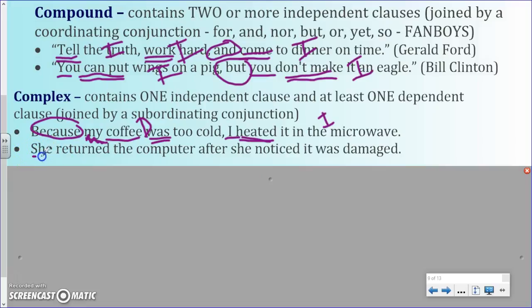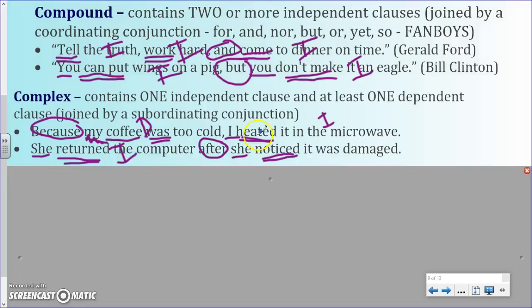So we're looking for subjects and we're looking for verbs. She returned, she noticed. Now, notice here that the subordinating conjunction is actually in the middle instead of at the beginning. It doesn't always come at the beginning of the sentence. Granted, that's where you will see it most of the time, but it is oftentimes in the middle of the sentence as well. So here we have she returned the computer. You don't need more information.